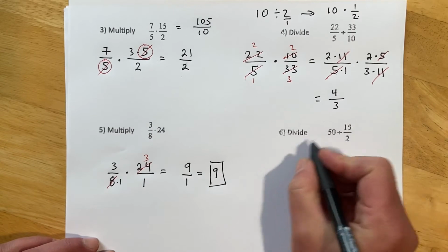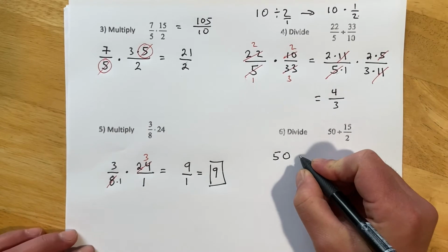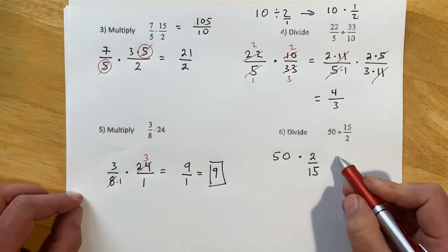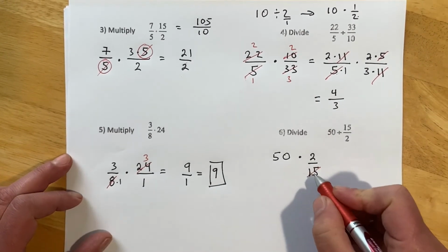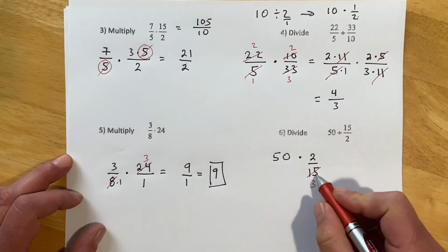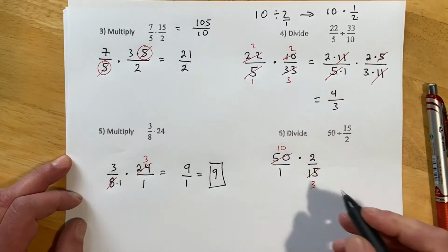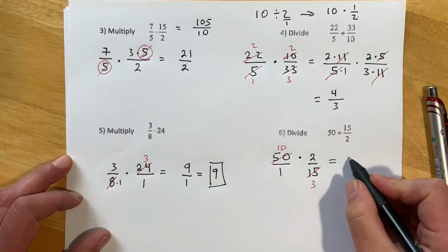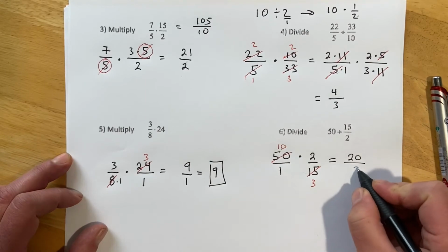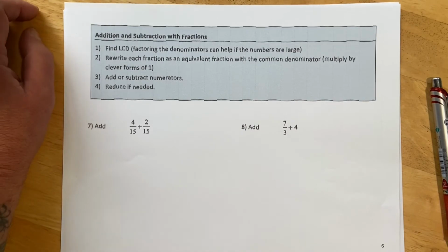And then one more with divide. So this was 50 divided by 15 over 2. So I'm going to write it as 50 times 2 over 15. I could make this 100 over 15 and reduce, or I could go, oh, I see some 5s going on. So 5 goes into 15 3 times, and 5 goes into 50 10 times. And this 50 again is like a 50 over 1. So now we've got 10 times 2 gives us 20 up top, and 1 times 3 gets us 3 in the denominator.